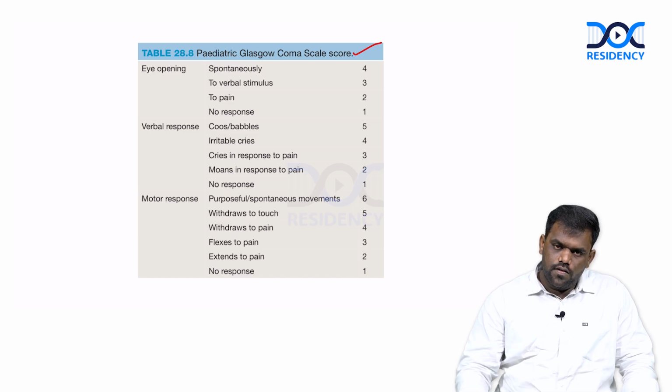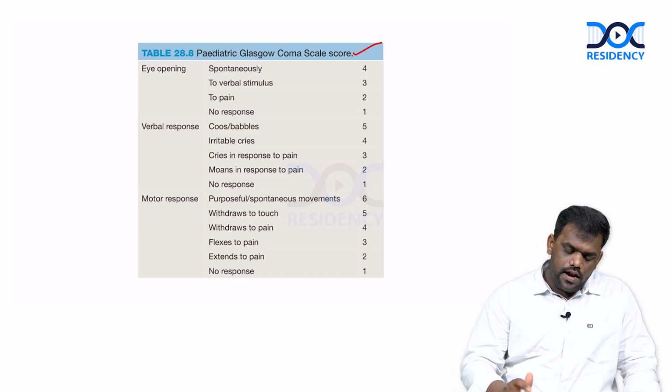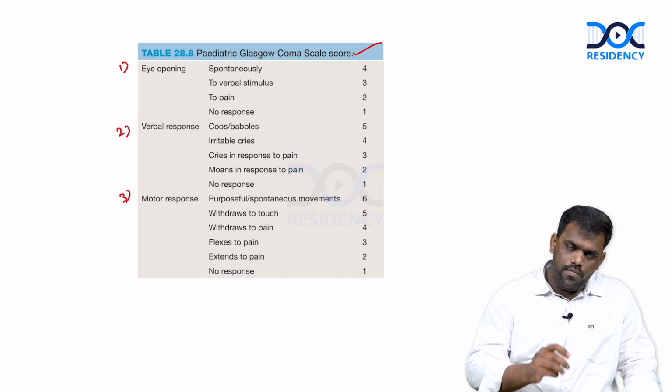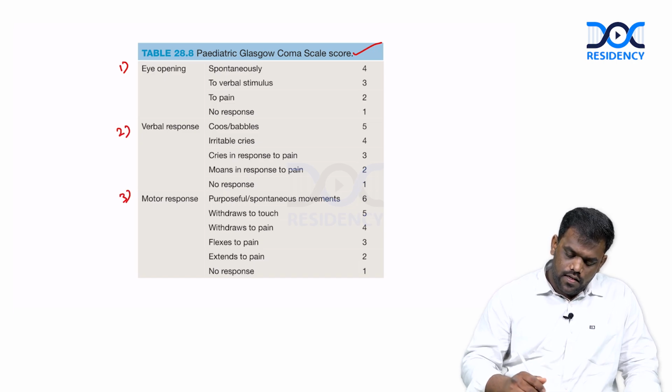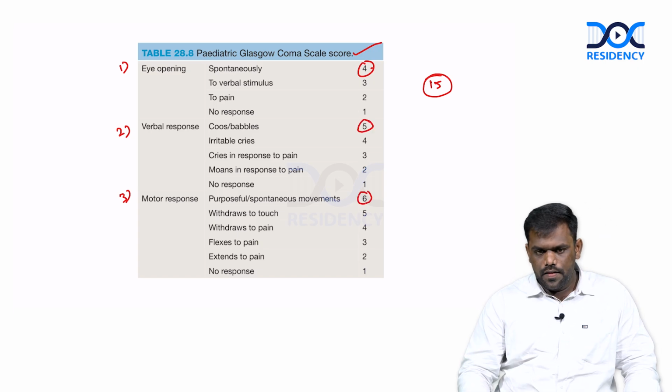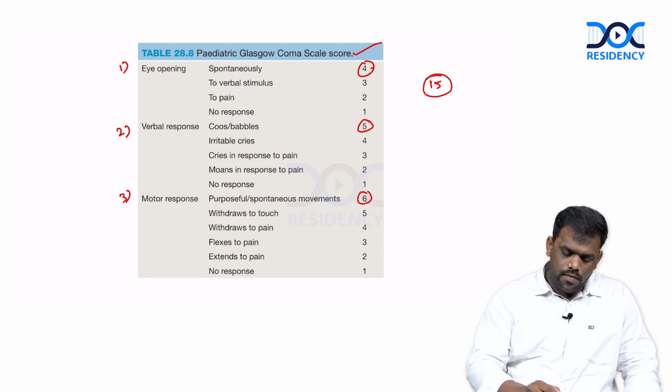Like adult, the pediatric GCS also has 3 components: eye opening, verbal response and motor response. The maximum score is 15 only, like in the adult. For eye opening the maximum score is 4, for verbal response the maximum score is 5, and for motor response the maximum score is 6. The eye opening is similar to the adult.